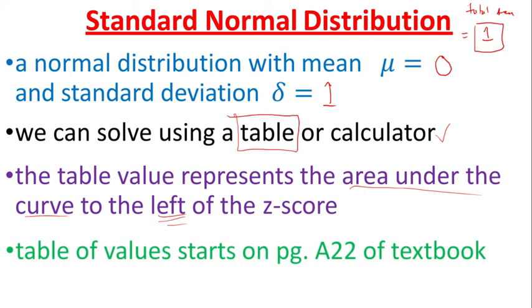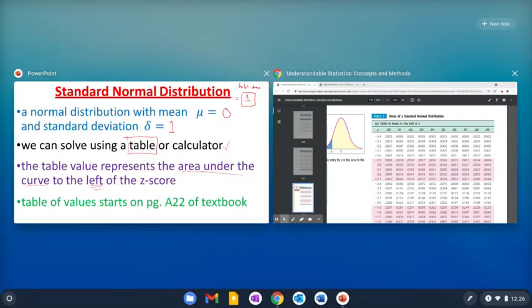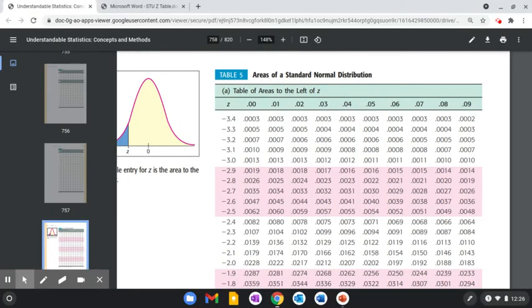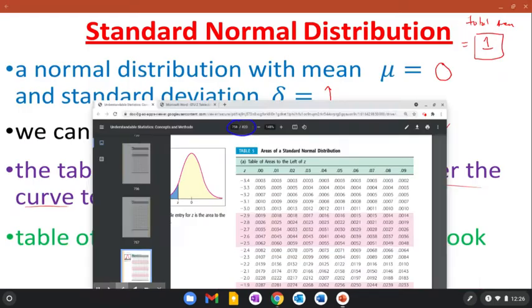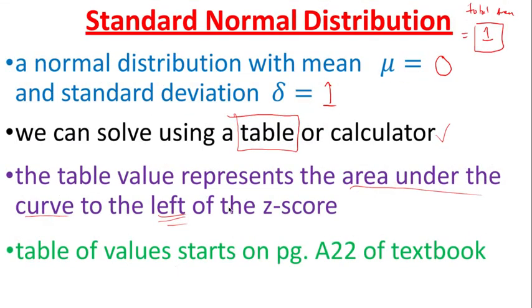This table of values is going to start on page A22 of your textbook. So if you've got your textbook, you can look at that. If you're looking at the digital version, flip over to that here. The digital version, it's actually at page 758. So if you just type that into your digital version of your textbook, page 758.